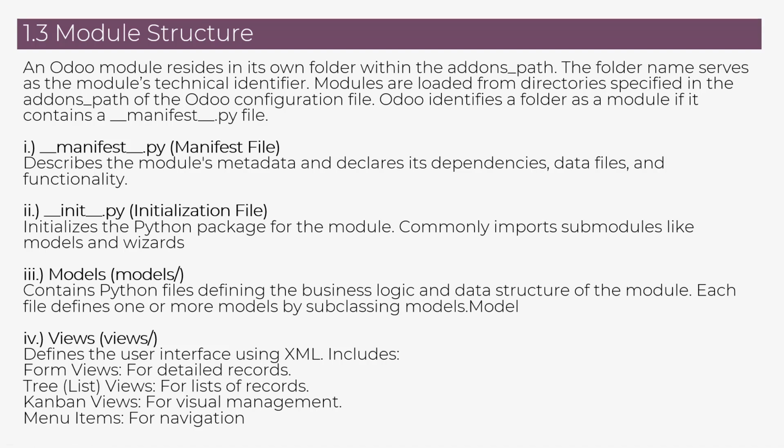Odoo has a modular structure, and an Odoo module resides in its own folder within the add-ons path. The folder name serves as a module's technical identifier. Modules are loaded from directories specified in the add-ons path of the Odoo configuration file. So the first file that we'll have in the customized folder is the manifest file. This describes the module's metadata and describes its dependencies, data files, and functionality.